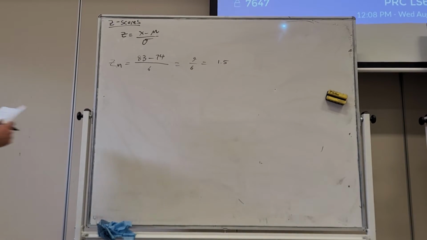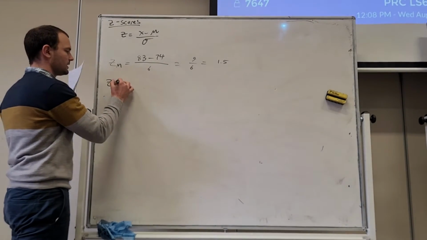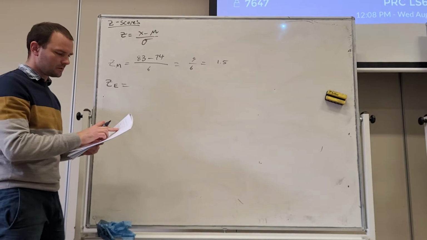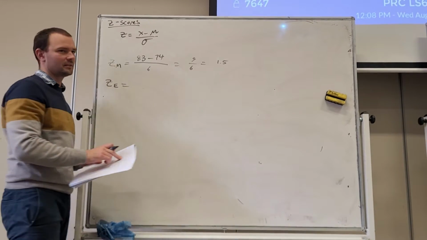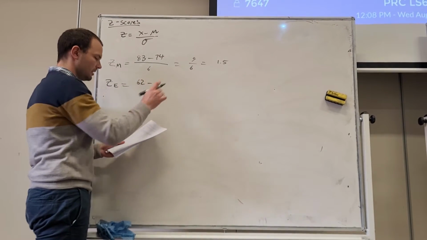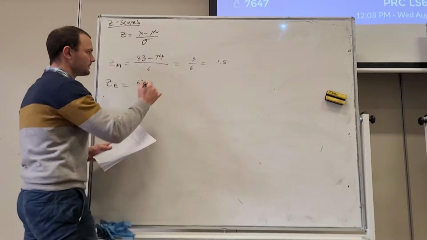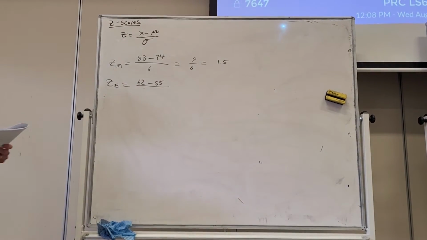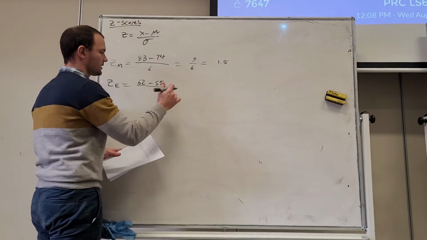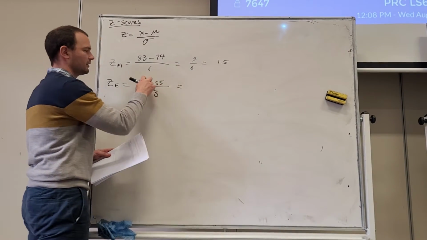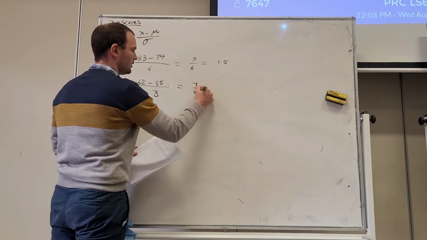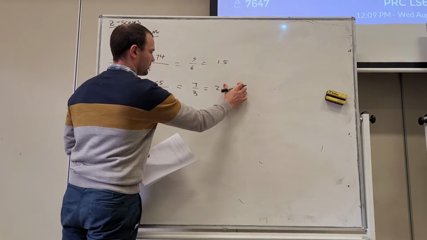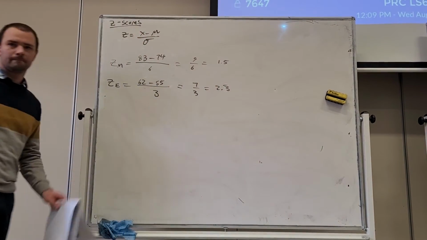Okay, let's do it for English. The z-score for his English is going to be his result, 62%. Not very good, is it? You know, like, come on, 62%. But the mean was 55. All right, and the standard deviation was 3%. Okay, so we calculate that one. We're going to have 7 on 3, which is 2.3 recurring.